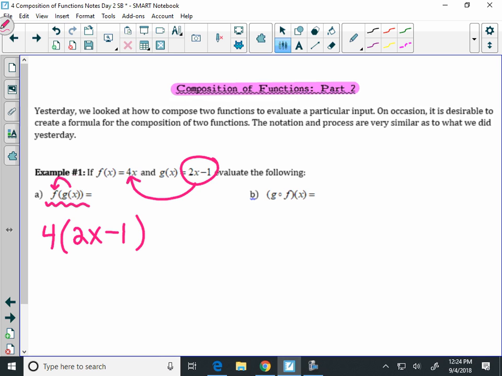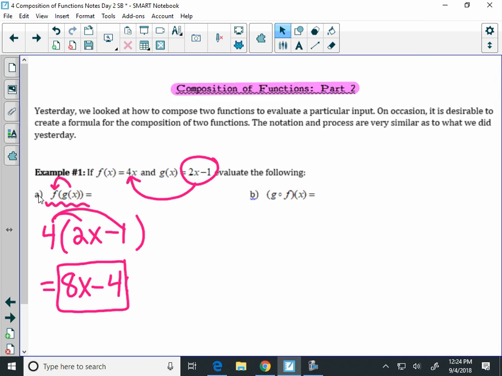All right, so now you just have to simplify that. I would distribute the 4, and what do you get as your final answer? 8x minus 4. That is your new equation. That is what f of g of x is. It's a new function that you could then use to evaluate something. So we're going to have an entirely new equation, an entire new function.